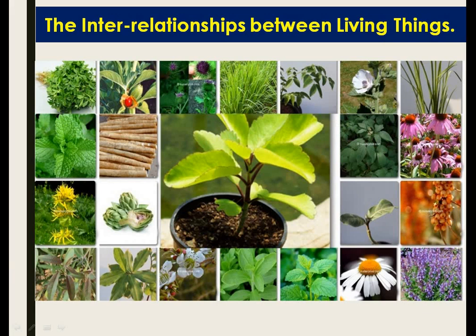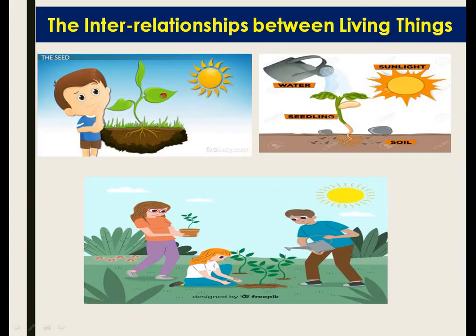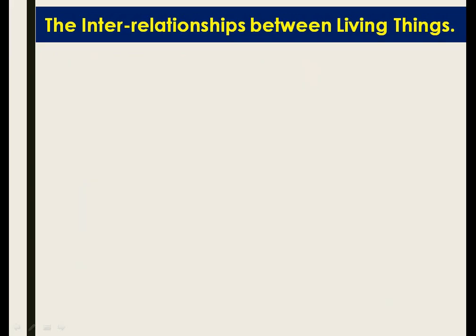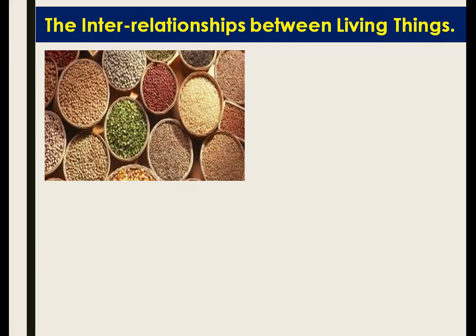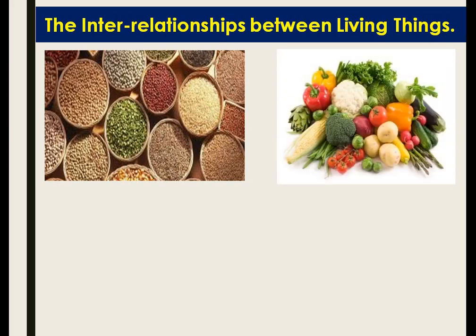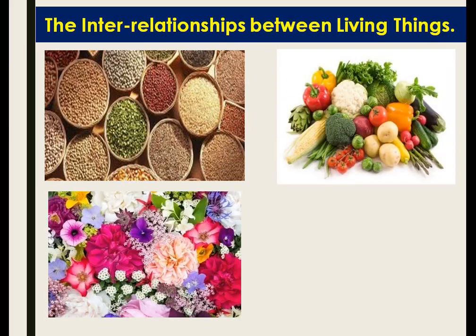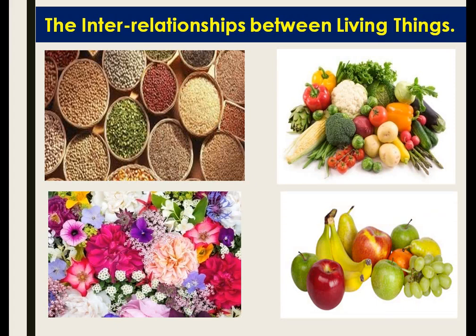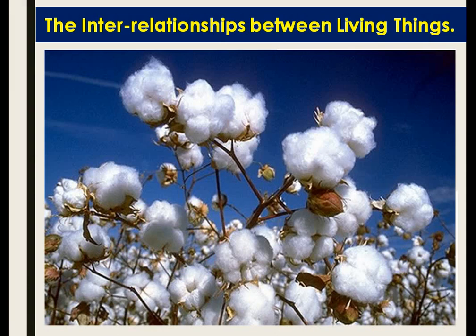Just as we need animals, we need plants too. We grow plants that are useful to us. We sow seeds. We make sure that they get water and proper sunlight. Plants too satisfy our needs. Plants give us food grains, vegetables, flowers, and fruits. We get cotton wool from plants to make cotton clothes.